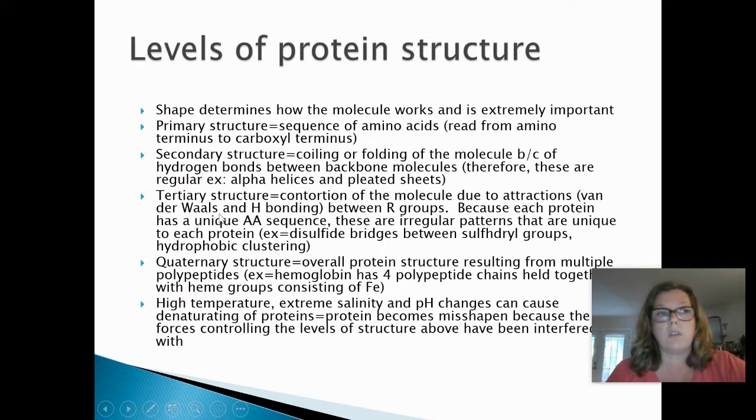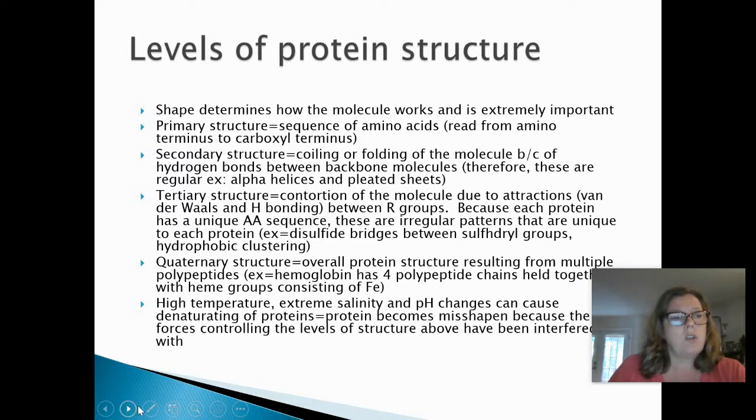This is due to attractive forces, intermolecular forces between the side chains. That could be van der Waals forces, hydrogen bonding, and so on. The fact that some things are hydrophilic versus some things are hydrophobic is going to cause that protein to twist and contort into its unique shape. So these are irregular. You also get patterns that are unique to each protein. Some proteins have sulfur in their side chain, and they will create disulfide bridges as well.